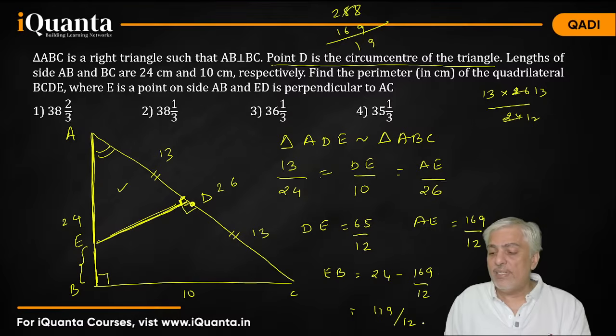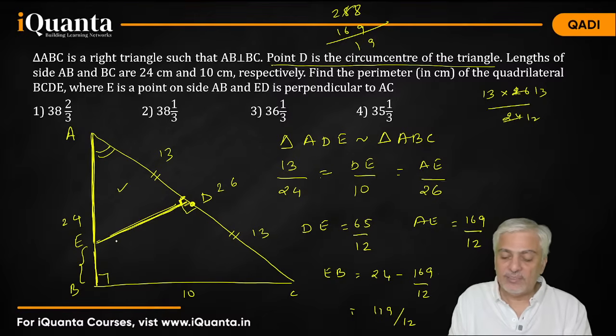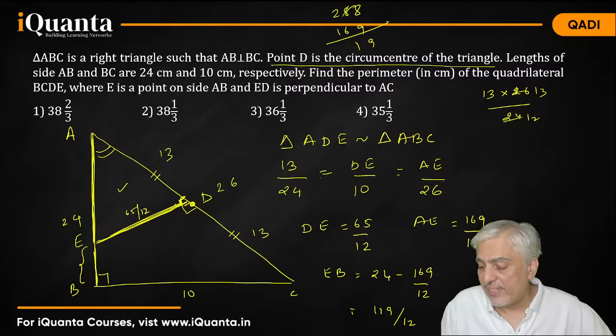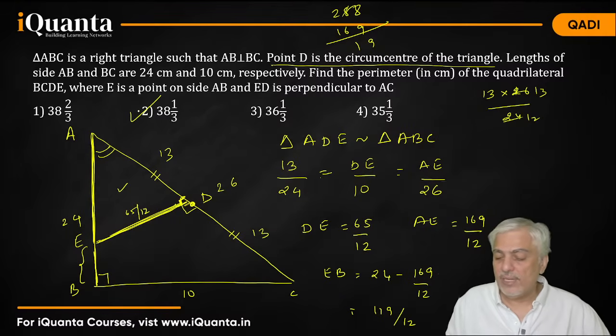And what else do we need? We needed ED, which we already have, 65 upon 12. Add up, you can add these two first and then add the others also. So what's the final answer you're getting? Second option. Okay, let's just check the final calculation.